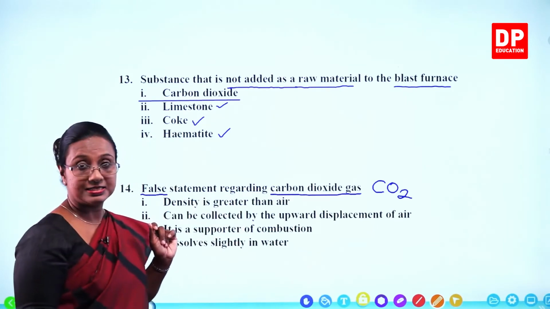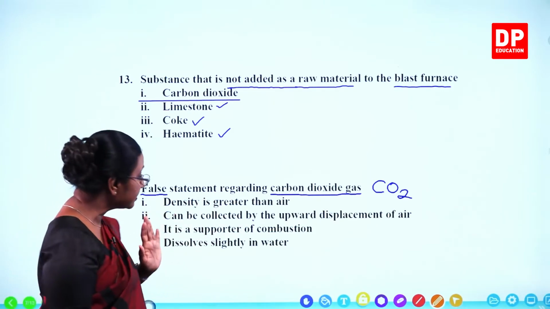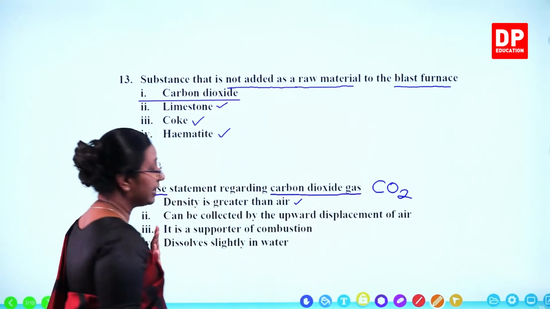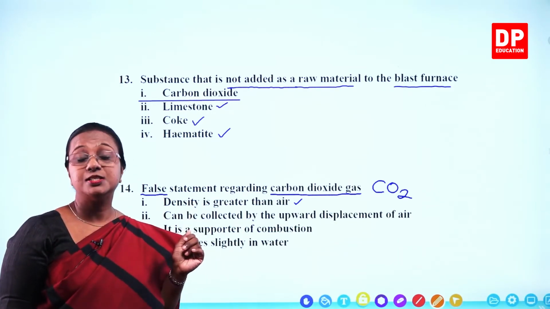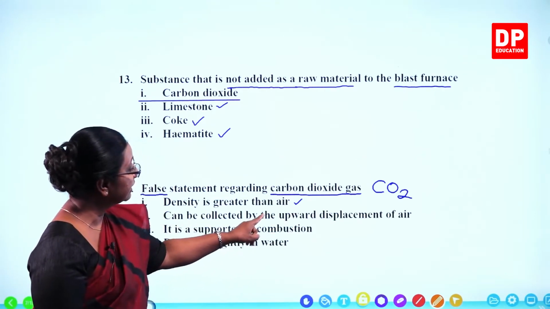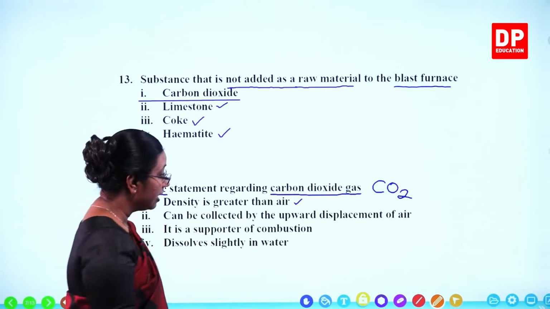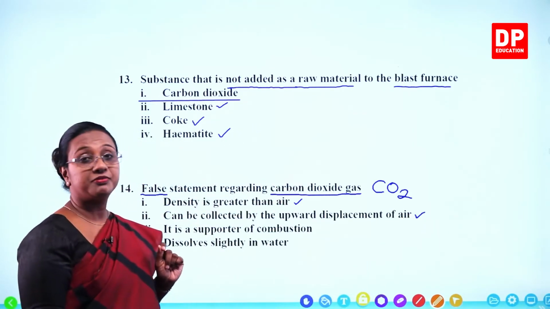Let's look at the answers. Density is greater than air. That is correct, no? Density is greater than air. That is why we collect it using the upward displacement of air. So the second one, can be collected by the upward displacement of air. That is also correct.